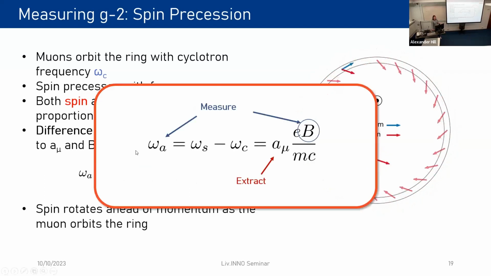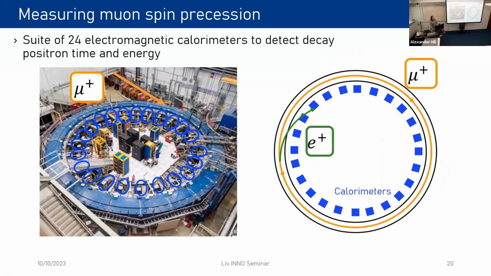So what we need to do is measure omega A, which is this difference frequency. We need to measure the magnetic field B, and both of those measurements will enable us to extract a_mu, which as we saw is (g-2)/2. So just by measuring that frequency and the magnetic field, we can extract this value. But I'm afraid that's not the end of the talk.